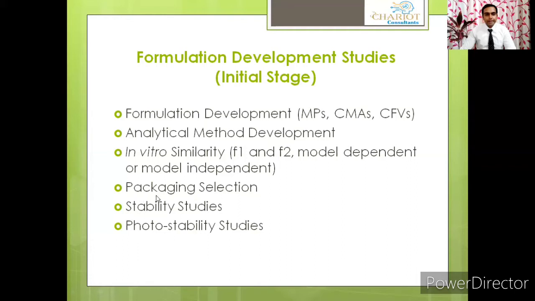Then once you have done your formulation, you have to select the packaging, which pack is suitable for you. If you see in the US, most of the packaging comes in HDPE, high density polyethylene bottles. Nowadays some of the products are coming in blister packs also in the US, but a significant amount of products are in HDPE. If you look at European countries, they mostly prefer the blister pack.